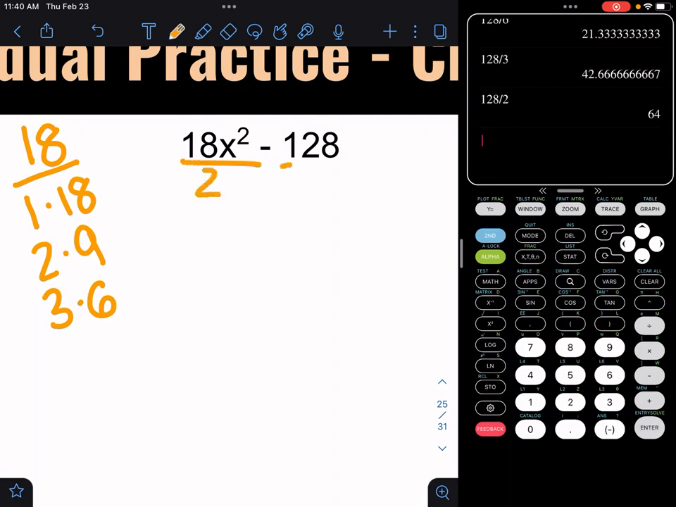So I'm going to take a 2 out. I can't take any x's out since both terms don't have an x. So my GCF is 2. 18x squared divided by 2 is 9x squared. And 128 divided by 2 would leave us with 64.